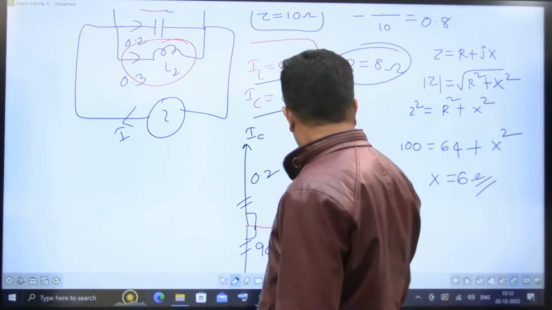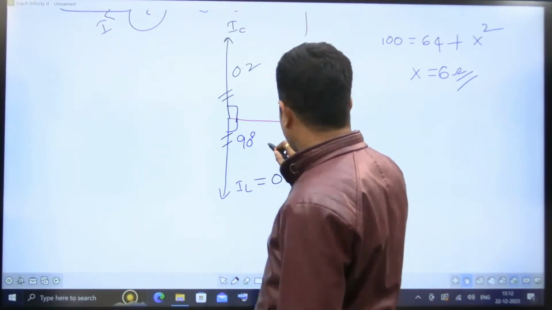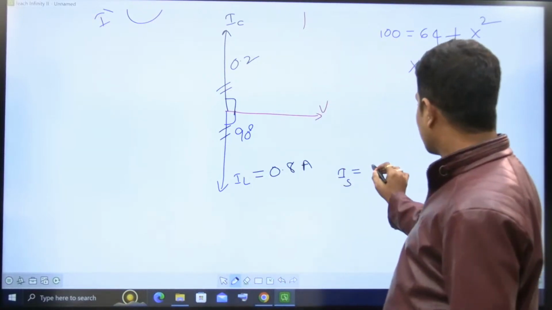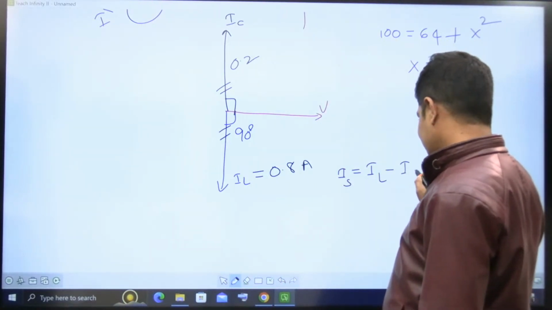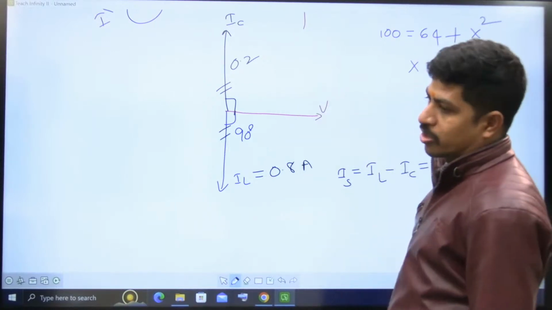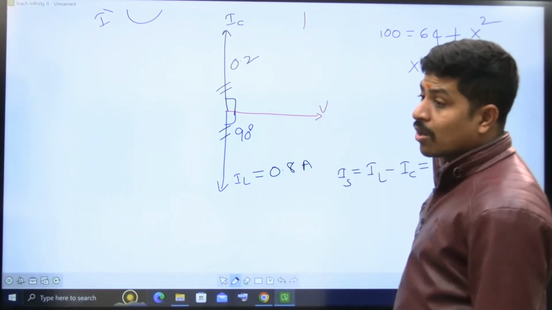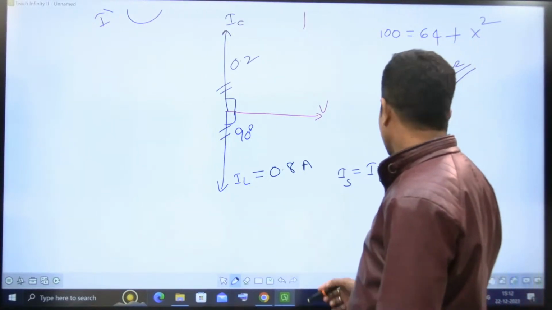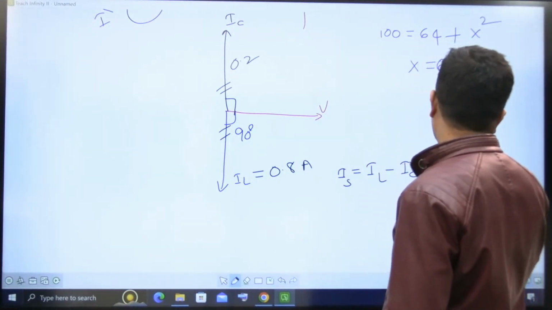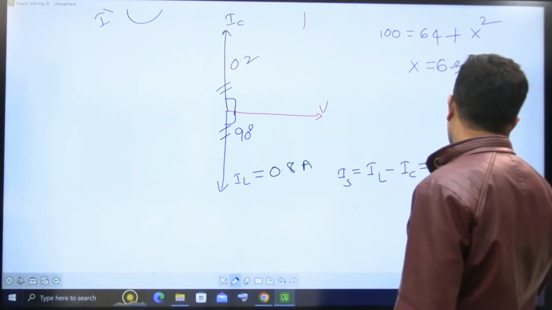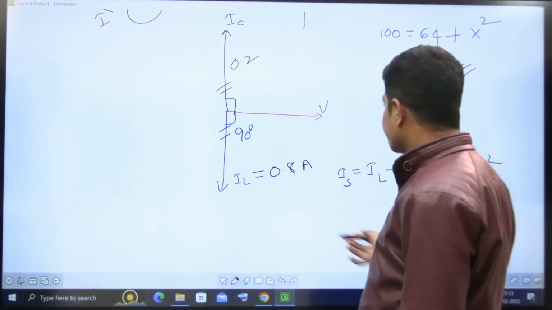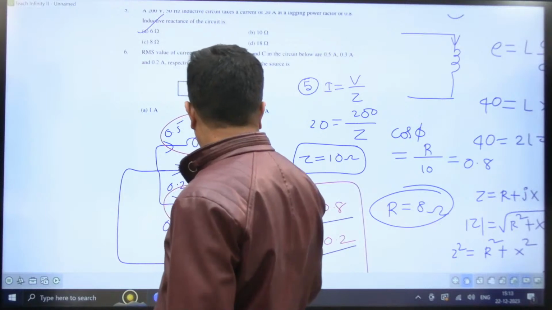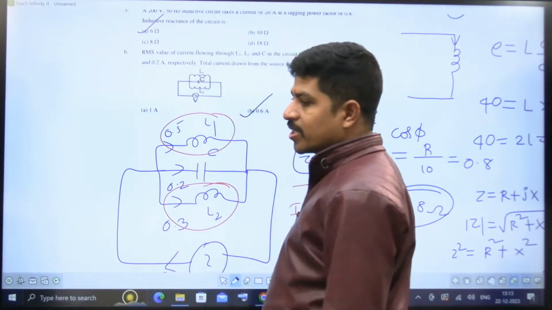If two currents are in opposite direction, the resultant source current I is simply IL minus IC, because both are exactly opposite. If they are not exactly opposite, I have to take the phasor summation by taking the angle into consideration. This is 0.8 minus 0.2, which is simply 0.6 amperes. That's all. The answer is 0.6 amperes, so the option is B.